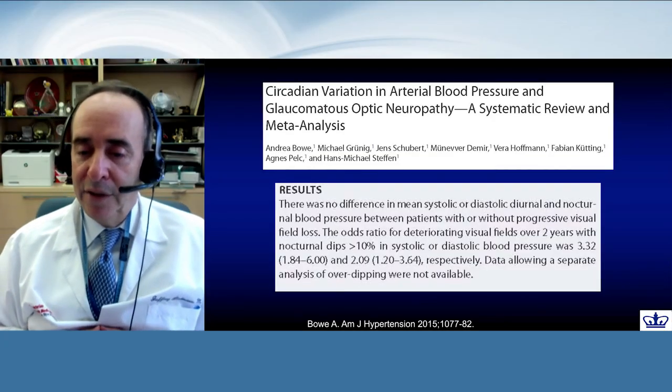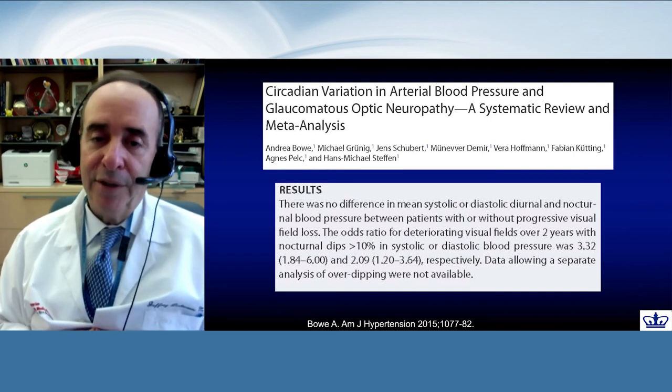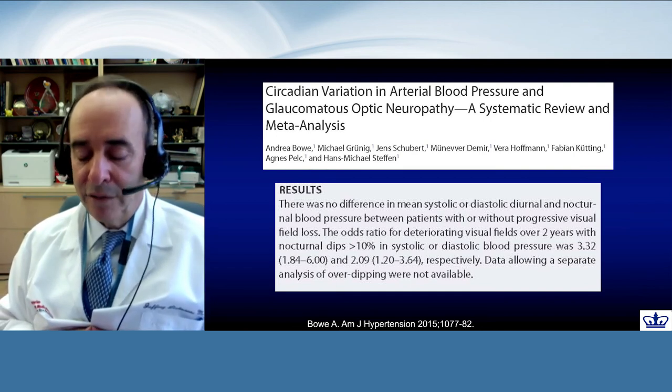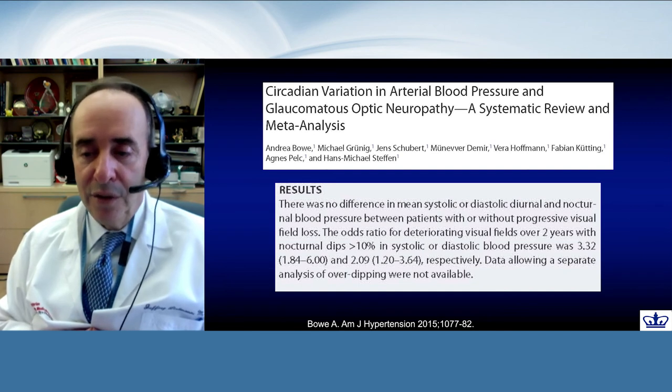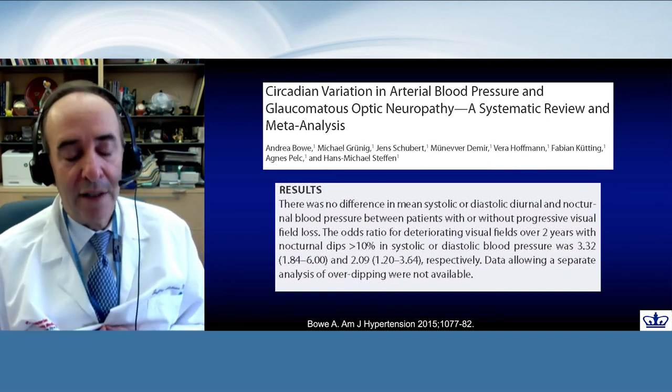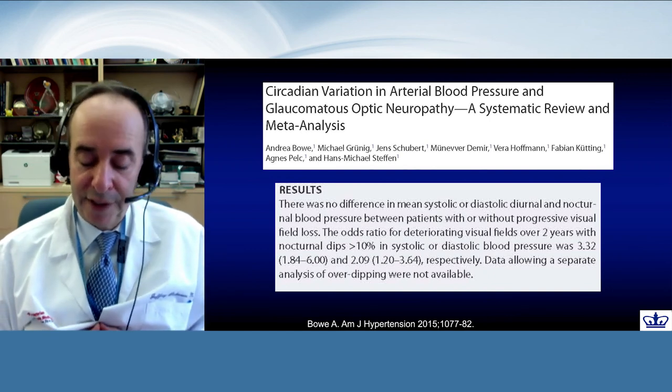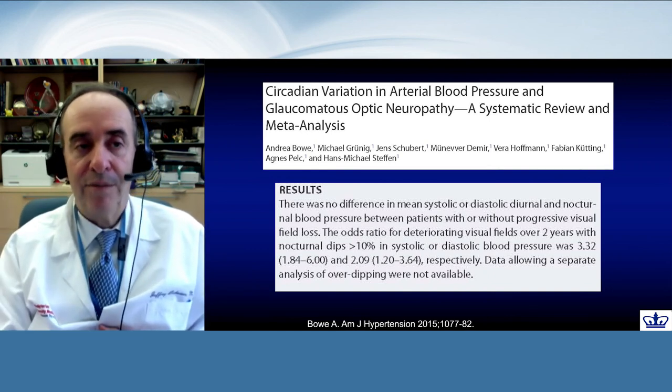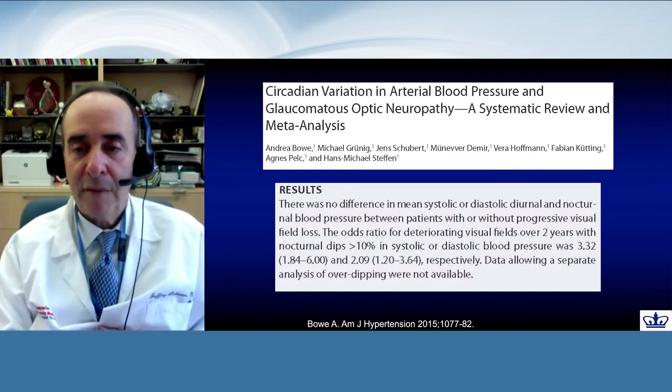Subsequent to that, there was an article in the American Journal of Hypertension in which they performed a meta-analysis of all of this literature and concluded that it was important for a prospective trial to be performed in ophthalmology to look at the role of blood pressure and blood pressure control in glaucoma.